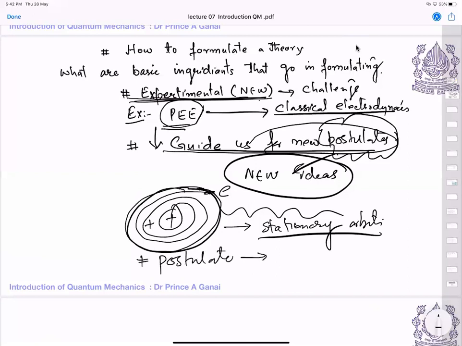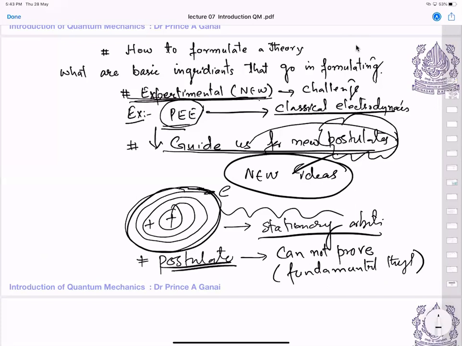A postulate is something that you cannot prove in the theoretical setting which you are proposing. You cannot prove it. It is something fundamental to the theory. You can't prove it through the theory that you are proposing, because that's how it becomes a postulate. So these are the new ideas. Then how do you know they are right? The only way to prove your postulates is through experiments. You can only verify that they are right.